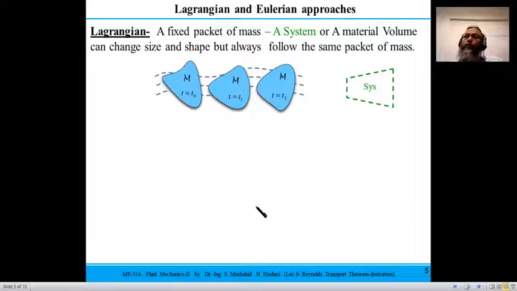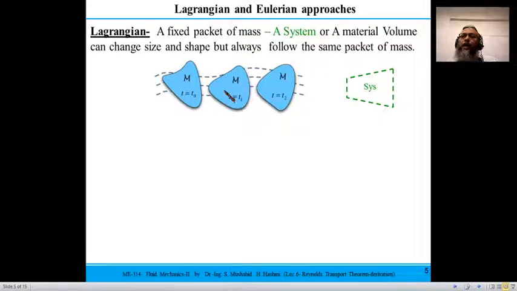You can think of an observer sitting over a fluid particle. Say a bunch of fluid particles is moving, starting at time t naught. At that time the mass has a particular, arbitrary shape. But as time progresses, the entity of mass remains the same. Its size and shape can change, but its mass remains the same.